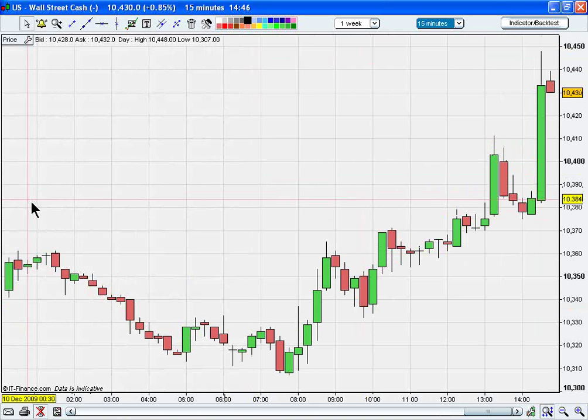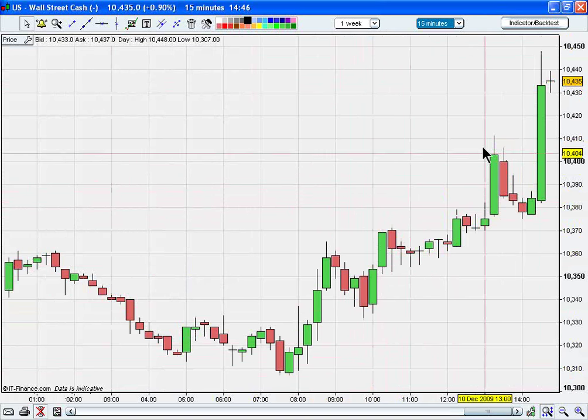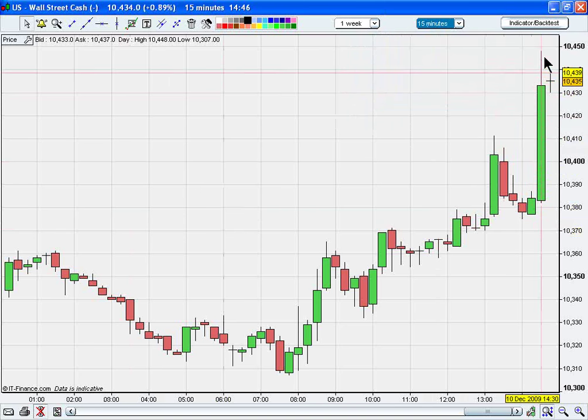So this has been the US over the past 14 hours or so. We've traded as low as just above 10,300. We've jumped up to 10,450. So let's say, looking at this market, I quite fancy doing a short-term trade on this one. We want to be a buyer, but we think, because it's accelerated so much in the first 15 minutes of trading, this move could be overdone.